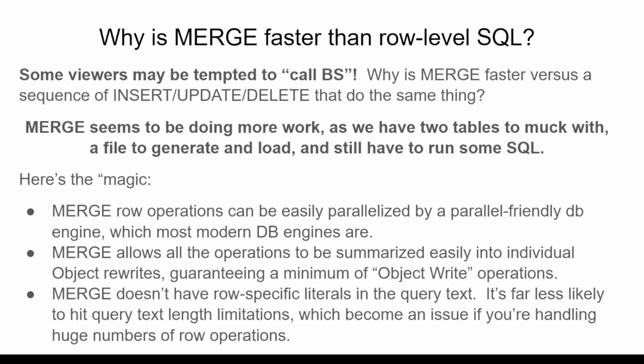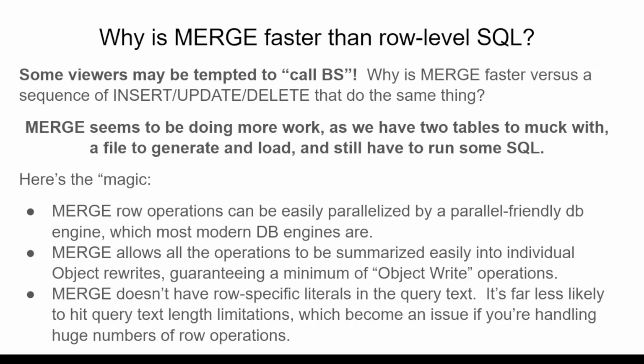Why is merge faster than row-level SQL? Some viewers may call BS. Why is merge faster versus a sequence of insert, update, delete that do the same thing? Merge seems to be doing more work as we have two tables to muck with, a file to generate and load, and still have to run SQL with a join.